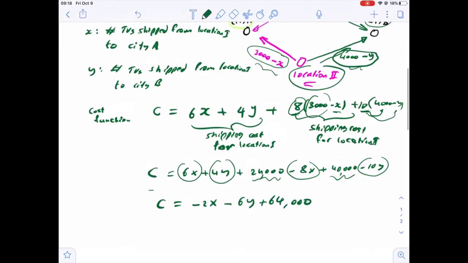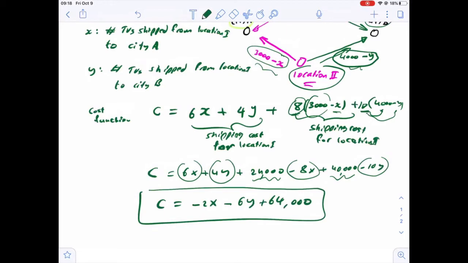So this is the cost function, and it represents the objective function, because the objective function is the function that we want to maximize or minimize, and here we want to minimize the cost. So this is the first thing to find, the main function or the objective function. Now we need to look at the constraints.